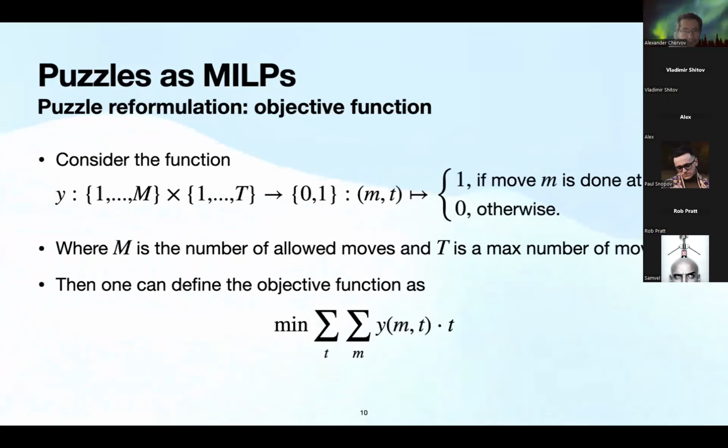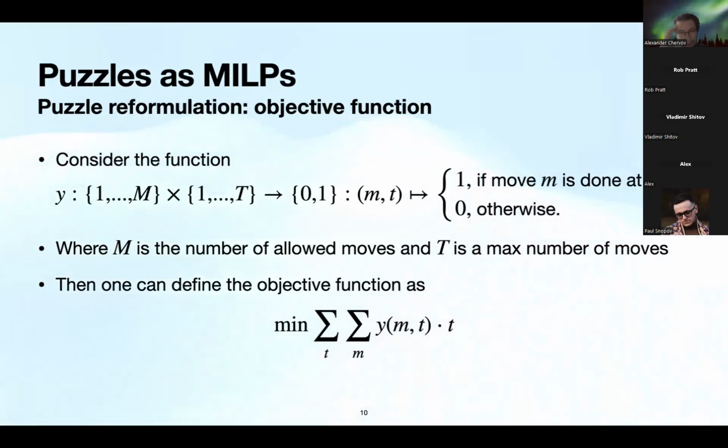Well, it turns out that one can reformulate our puzzles as wheels, and the reformulation is the following. We need to think about how to encode the moves which are applied at each time step. We need to somehow encode the position in the cube, or in any puzzle basically, and its color. So let's start with the encoding of the moves which I need to take.